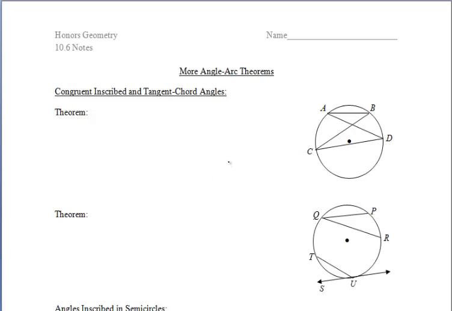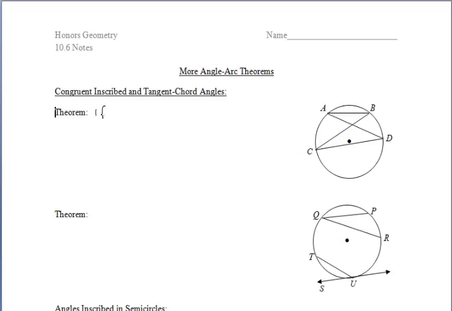In section 10.6, we'll be focusing on more angle-arc theorems. After watching this video, you'll be able to recognize congruent inscribed and tangent chord angles, determine the measure of an angle inscribed in a semicircle, and apply the relationship between the measures of a tangent-tangent angle and its minor arc. Our knowledge of the relationships between angles and their intercepted arcs leads easily into the next two theorems.